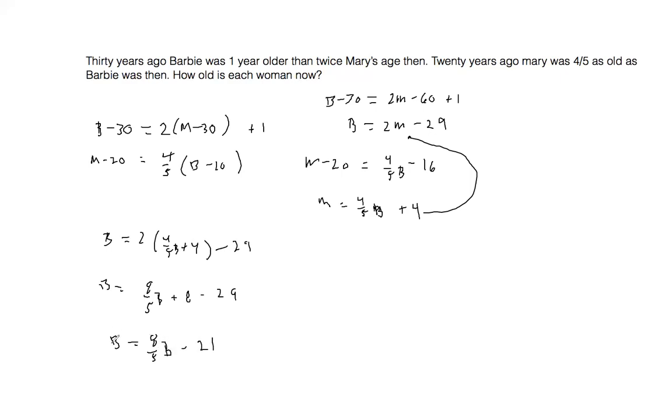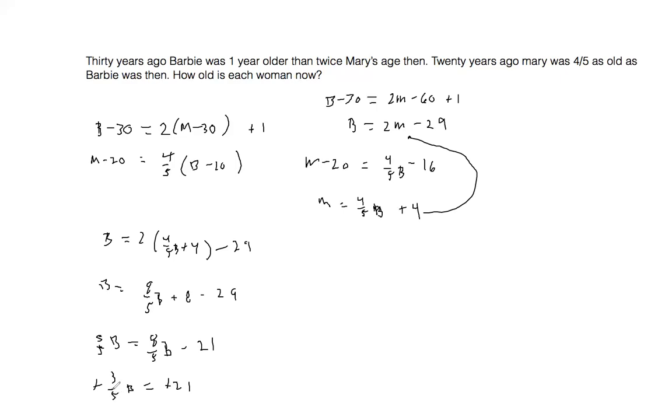And I'm going to move my B over. So if I write this first B in terms of fifths, it's going to be 5/5. So 5/5 minus 8/5 gives me a negative 3/5. So negative 3/5 B equals negative 21. My negatives are going to cancel each other out on both sides.